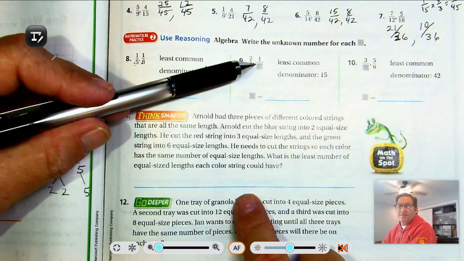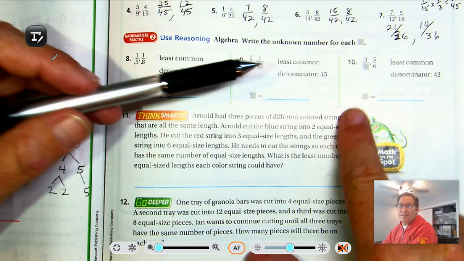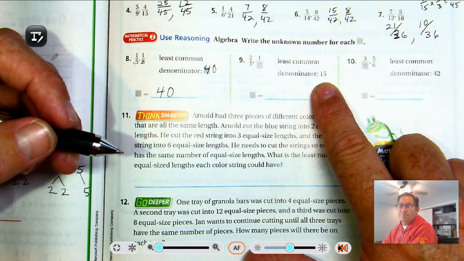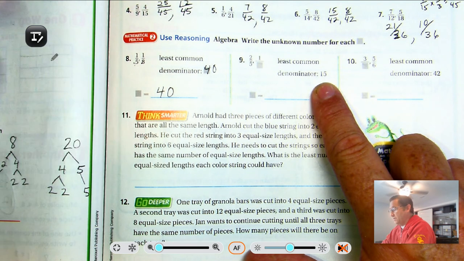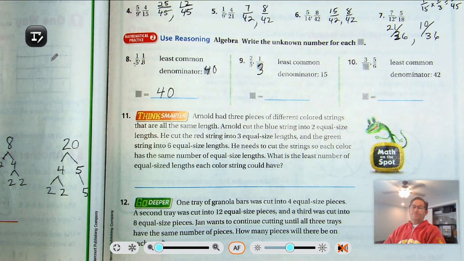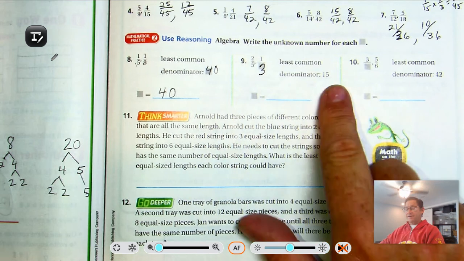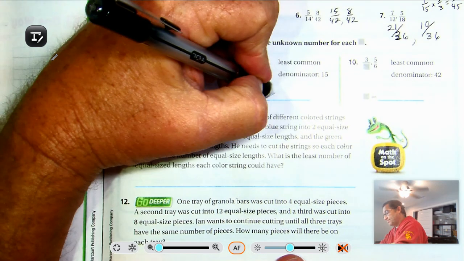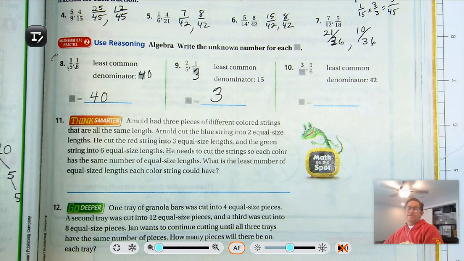All right, 2/5 and something, and the least common denominator is 15ths. Well, the only possibility is 3. 5 times 3 gives us 15. And 3 something and 5/6, and the least common denominator is 42.